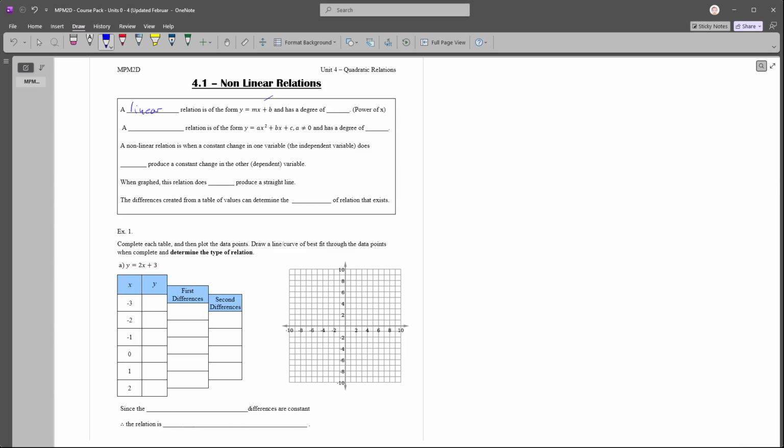Now we call this the standard form for a line. This is the standard form equation for a line. Now, any linear relation always has a degree of 1. What we mean by that is the power of x inside that equation, y is equal to mx plus b. The power of x right here is a 1. Right? It's never going to be more than that. It's never going to be less than that.